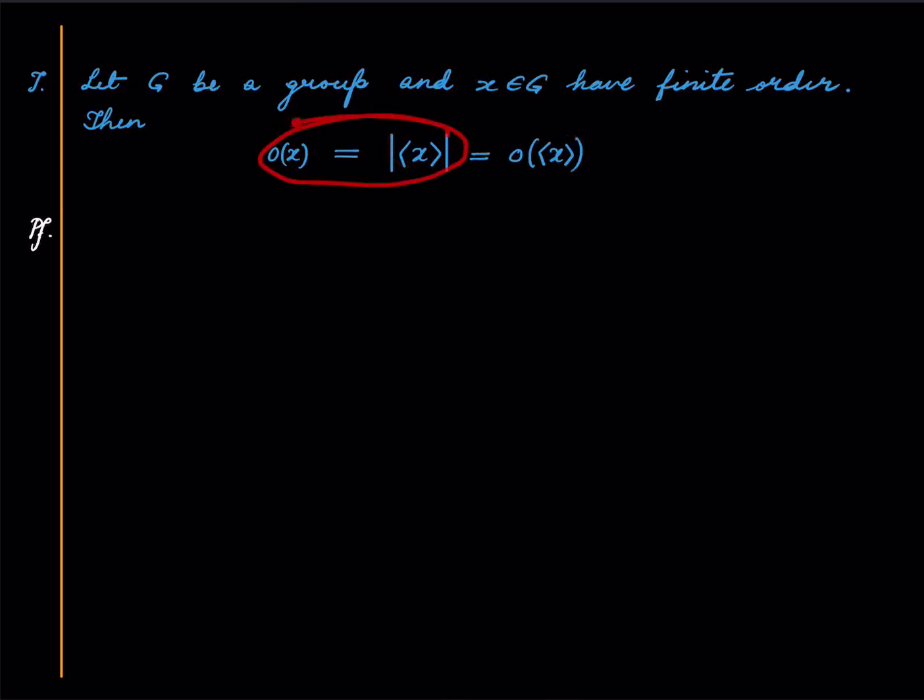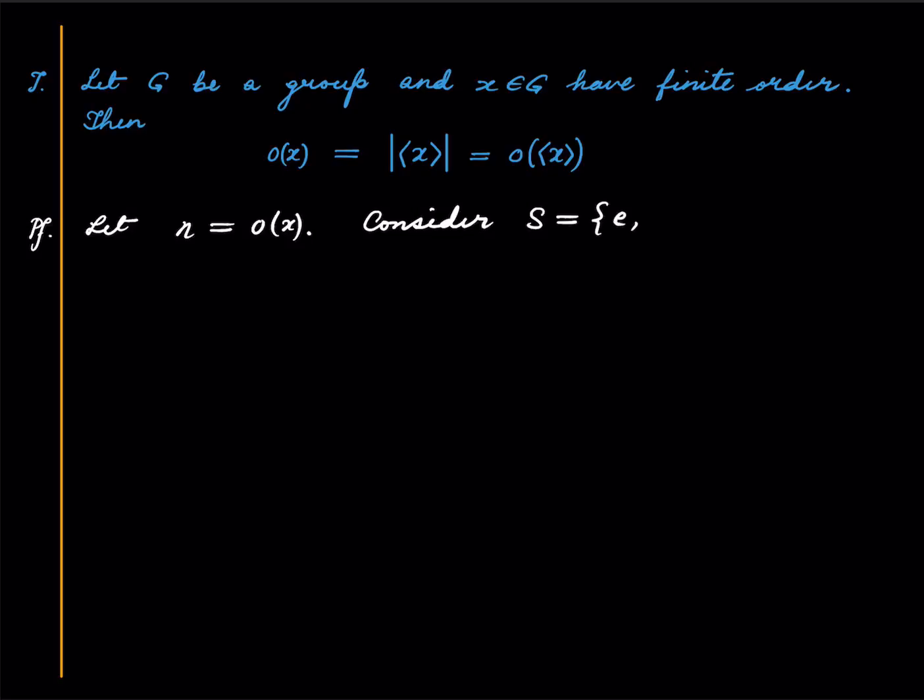The only mathematically interesting thing is here. So here is a proof. Let n be the order of x. Since x has finite order by assumption, this is legitimate. Consider this subset S of G. And first note that the cardinality of S is n.